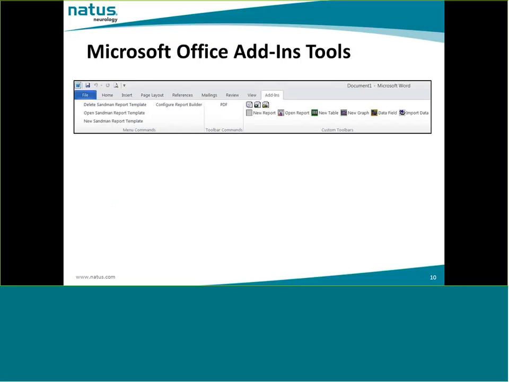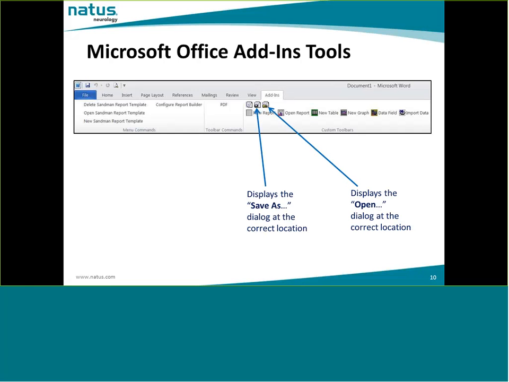So when you open Microsoft Word, you will see an additional tab called Add-ins, and there will be 3 icons appearing here for customization of your reports. The first icon displays the open dialog directly to the folder where you keep all the custom reports. The second icon is for when you want to save your customized report. It will point to the correct location for your reports to be saved.